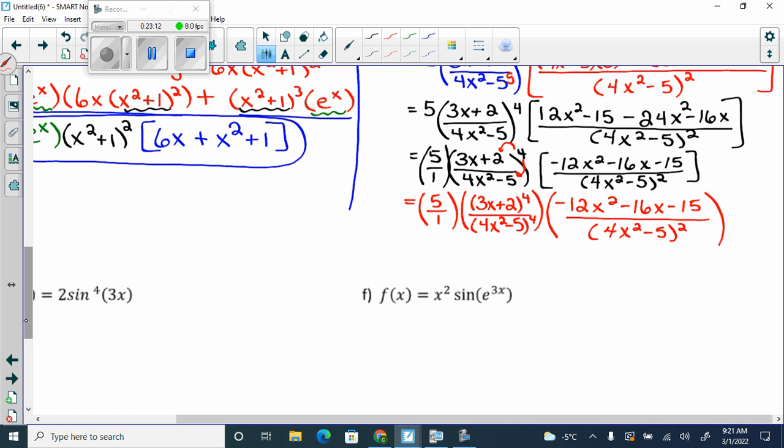And then they just put all the numerators together, all the denominators together. The numerators can't go together. They literally just get written side by side. They're chains. So I'm going to get 5 times 3x plus 2 to the 4 times negative 12x squared minus 16x minus 15, all over 1, which you don't have to write. And then 4x squared minus 5 to the 4 times 4x squared minus 5 to the 2. When I have 2 bases and 2 exponents, what do I do with the exponents? Add them. So I have 4 of them and 2 of them. Now I have 6 of them.